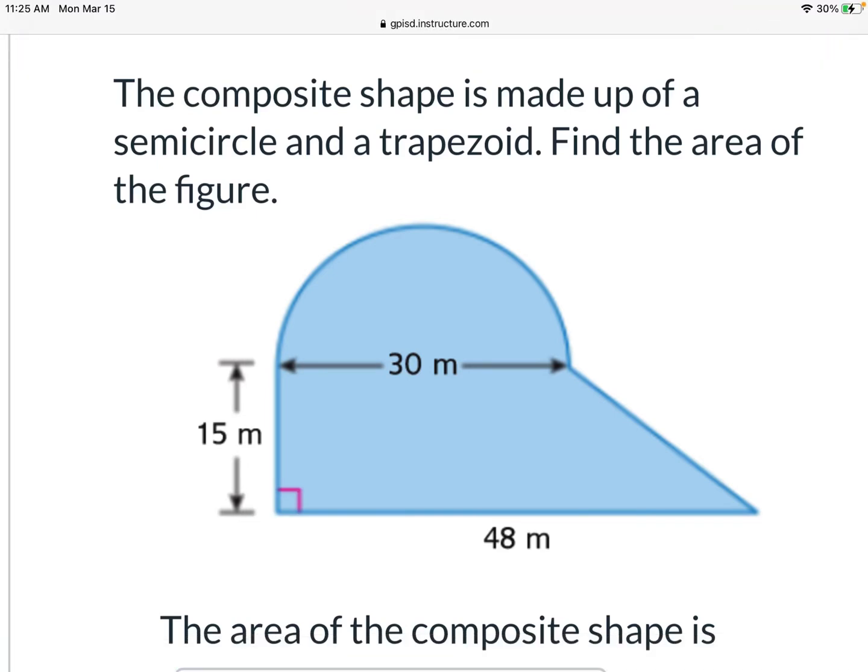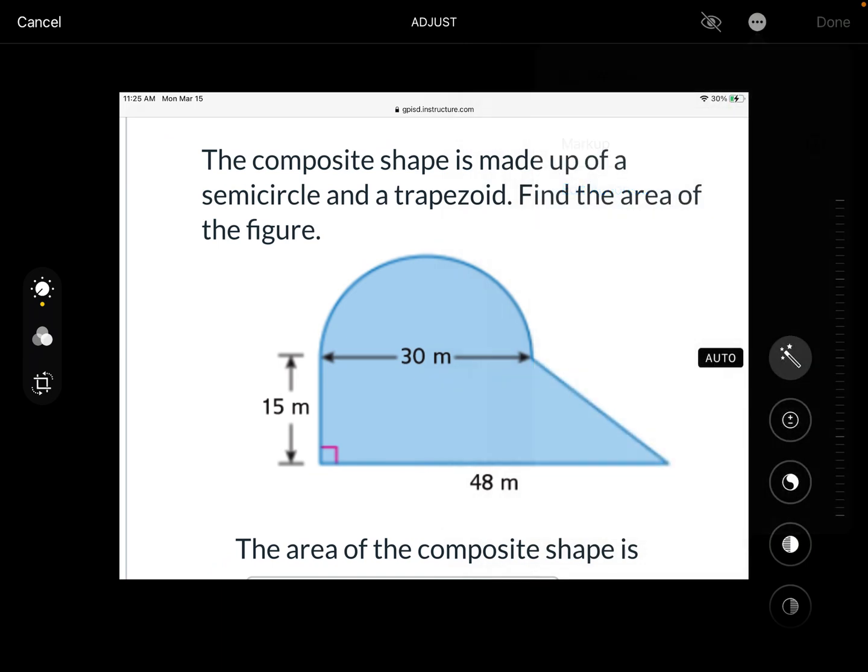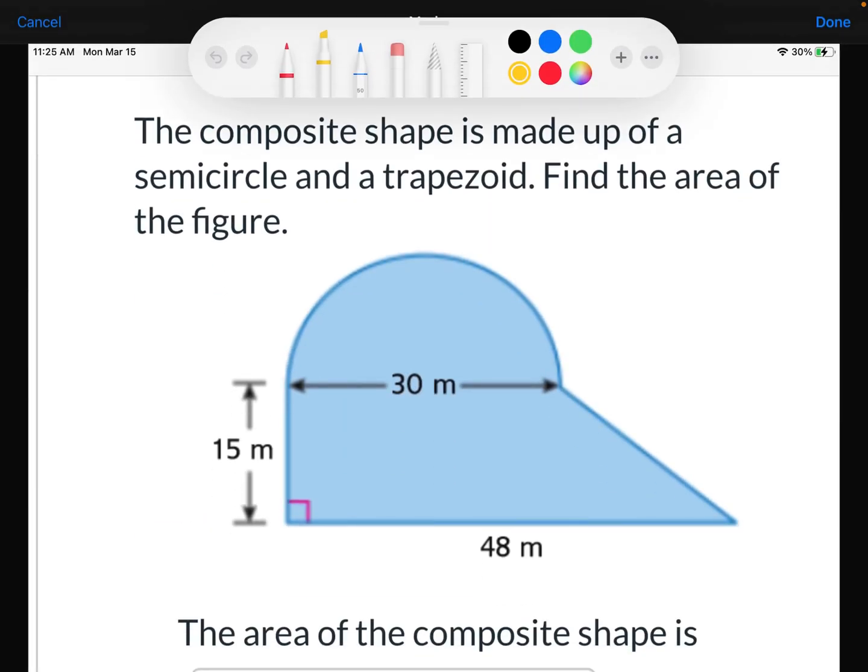We're going to be doing a problem on composite area. Here it looks like we have a semicircle and a trapezoid. So first up, what we have to do is write out the shapes that we notice. So we see that we have a semicircle. That's half of a circle. So we have a semicircle, and then we've got to add the area of the trapezoid.